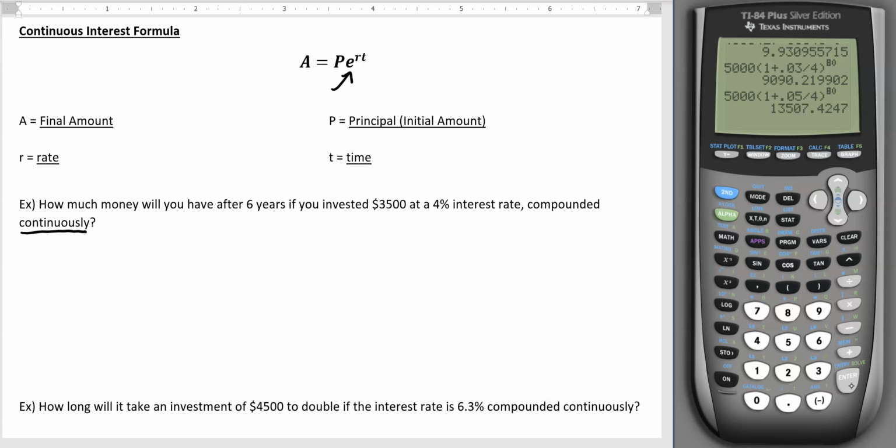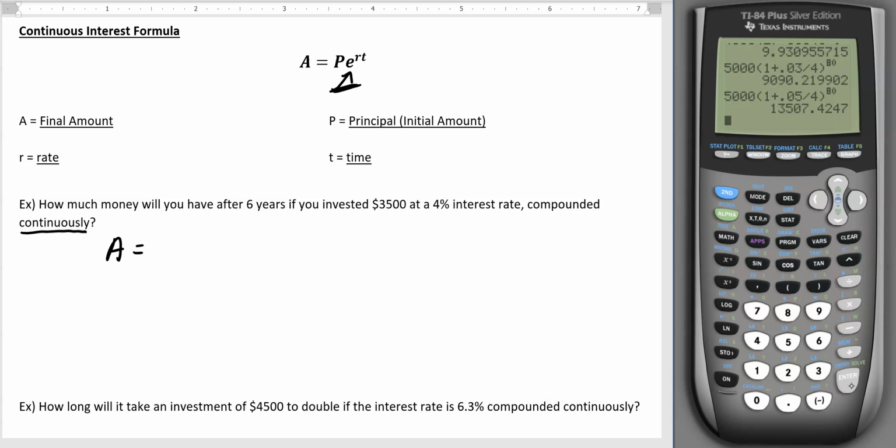The difference between the compound interest and the continuous interest is that the continuous interest is consistently occurring. The compound interest occurs a set number of times. The continuous interest is always occurring, and that's why e plays such an important role here, okay? So for this first question, they're just asking us, what will our final amount be? How much money will we have? So we're going to solve for A.